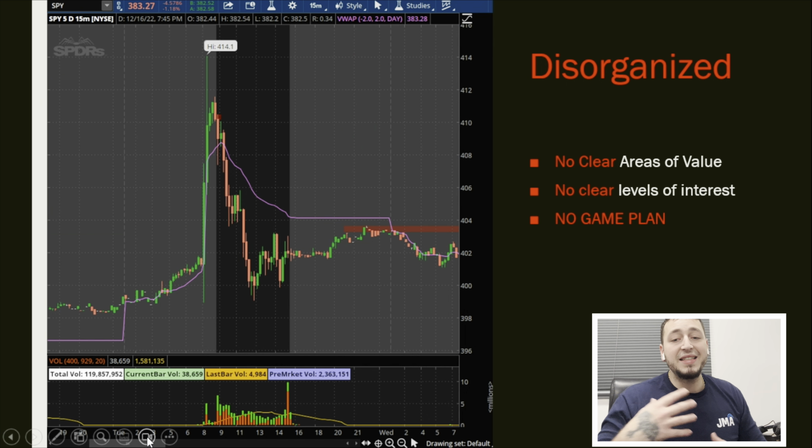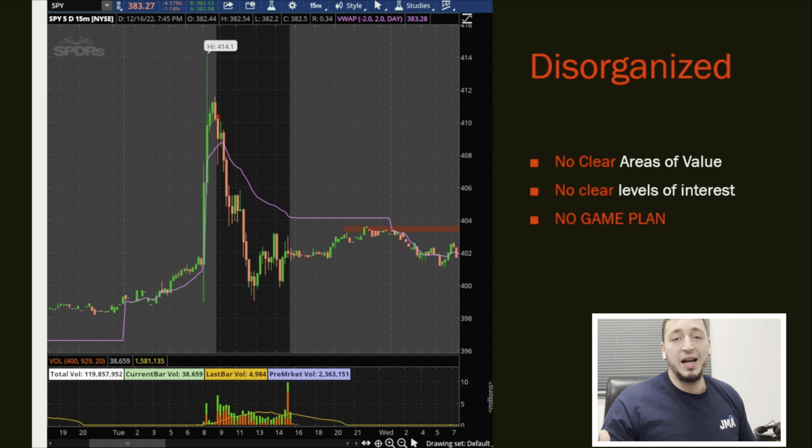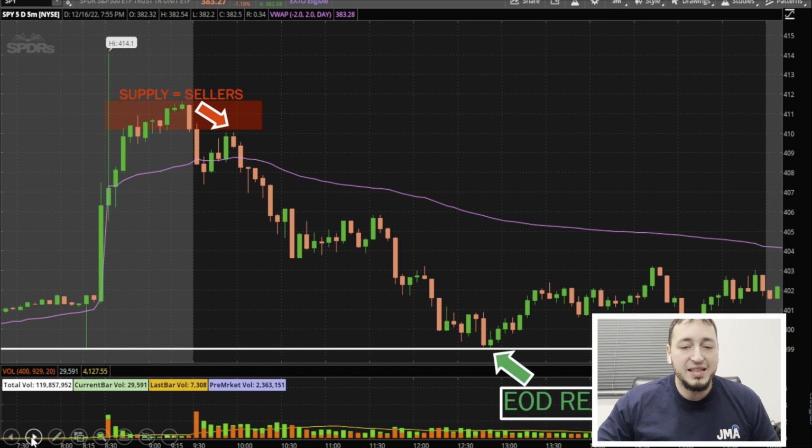Number two, we have a disorganized chart. This happened on December 13th, the day of the CPI news, where it's very disorganized. There are no clear areas of value, no clear levels of interest, and you have no game plan. So basically, you want to take a disorganized chart daily and turn it into an organized chart. We do that by observing the market context, and comparing and contrasting exactly what's going on.